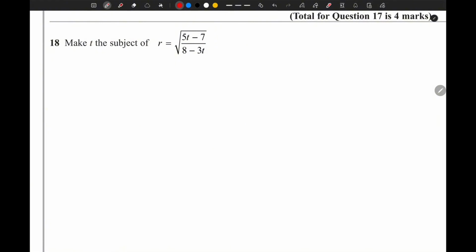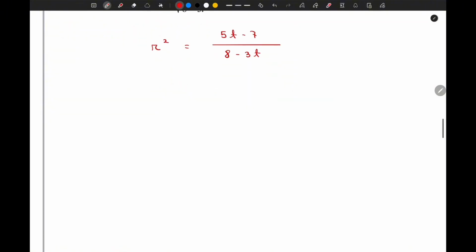Now moving on to the next question, we just need to make t the subject of this equation. So first of all, let's remove this square root. So if we remove this, this becomes r squared equals 5t minus 7 divided by 8 minus 3t. Now let's move this denominator to the left hand side of the equation. So this becomes 8r squared minus 3r squared t equals 5t minus 7. Now let's bring all of the t's to one side of the equation.